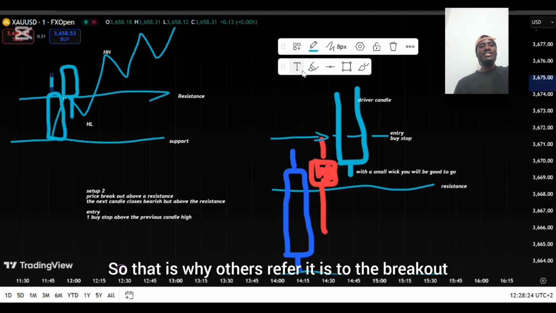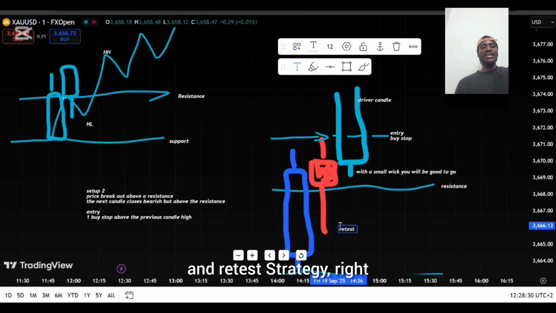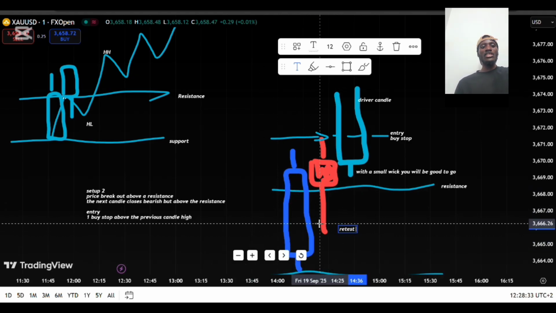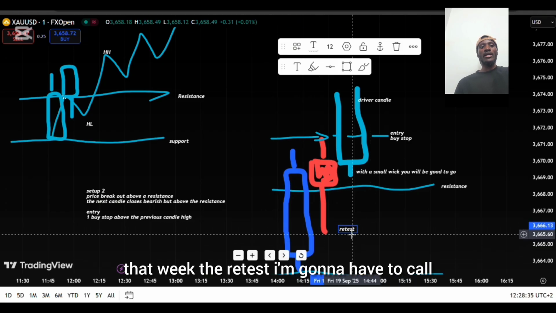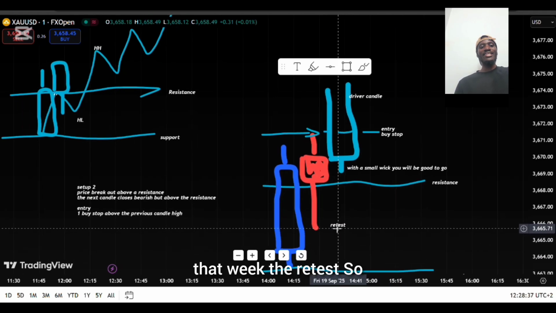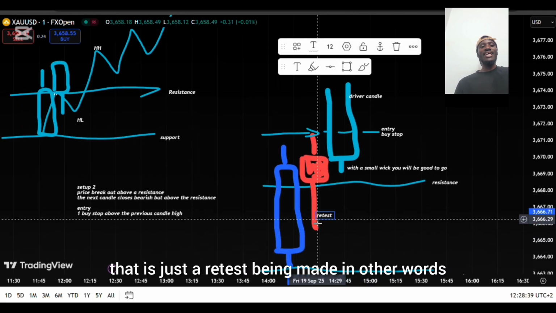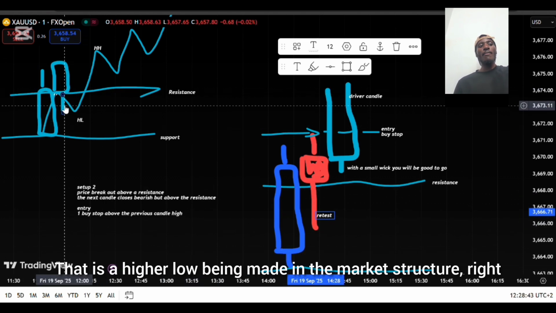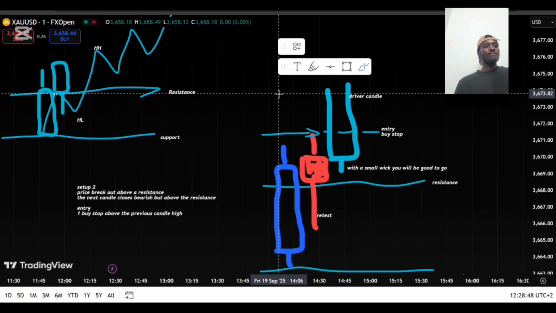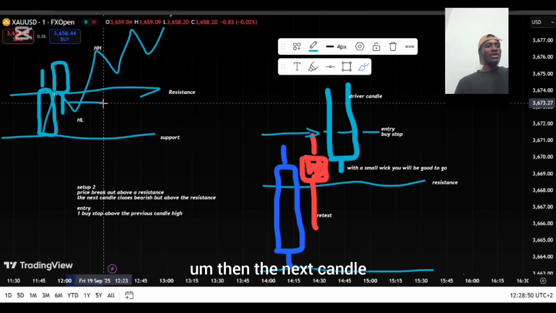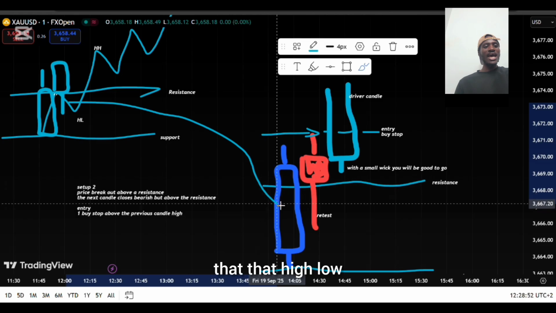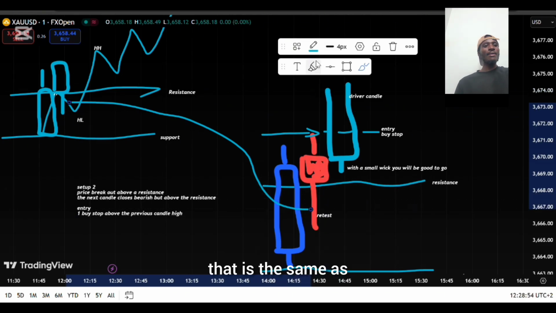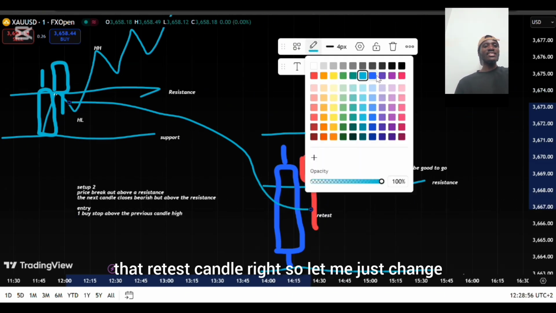So that is why others refer to it as the breakout and retest strategy. So I'm just going to label that wick the retest. I'm going to call that wick the retest. So that is just a retest being made. In other words, that is a higher low being made in the market structure. Then the next candle, that higher low, is the same as that retest candle.